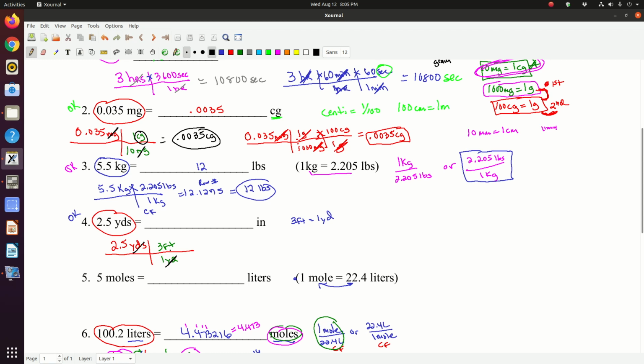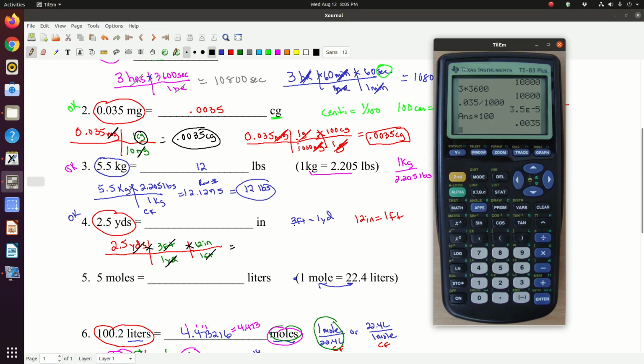And if I stop my math, I would have feet. But I want to turn it into inches. So how many inches are in a foot? 12 inches is 1 foot. You should know that one as well. So I've got feet on the top, so feet needs to be on the bottom. So 1 foot is 12 inches. And I should be able to cancel out numerator feet, denominator feet. This time everything is just multiplied. So let's pull it up on the calculator. 2.5 times 3 times 12. I get 90 inches.